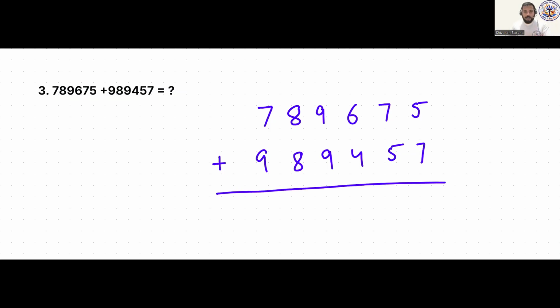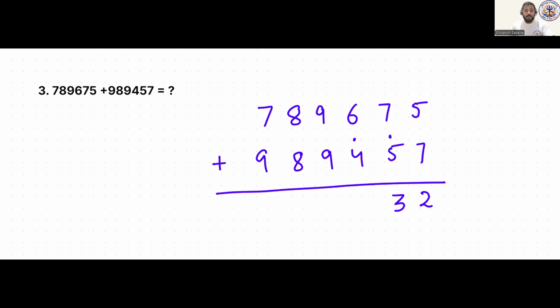5 add 7 is 12, greater than 10. I put the dot over here. Excess of 12 is 2. We put down the 2. Coming to the next column, 7 add 1 is 8. 8 add 5, 13. Again, excess of 10. I put the dot over here. Excess of 13 is 3. I put down the 3 below.